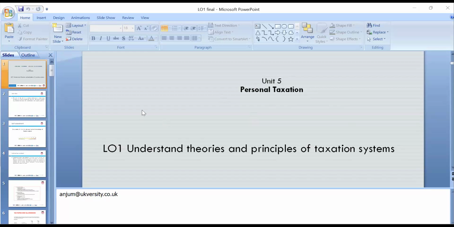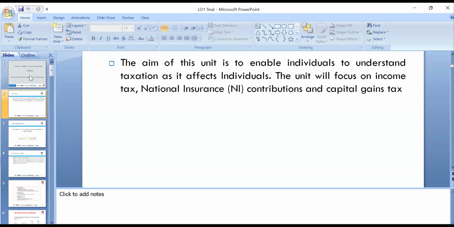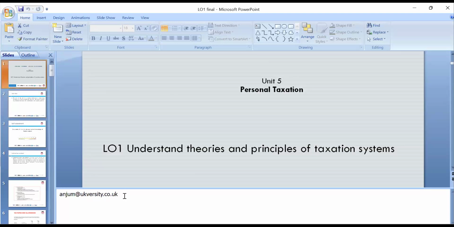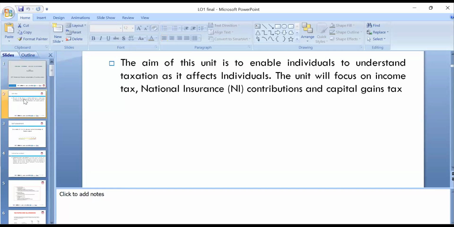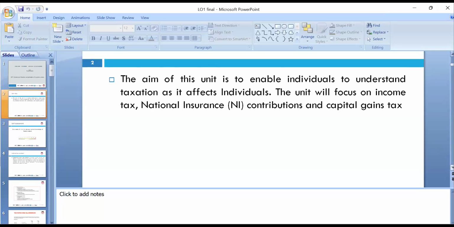Our LO1 is about understanding the theories and the principles of the taxation system. As I mentioned, my name is Anjum Sattar, and my email address is anjum@ukversity.co.uk. Please make sure everyone joins the lessons online, and we will carry on delivering. Next, we will go through our LO.